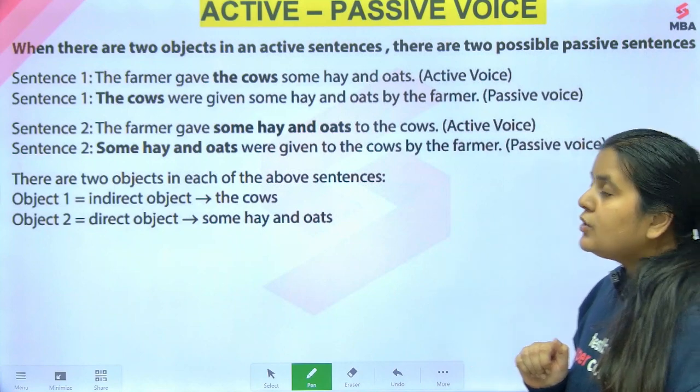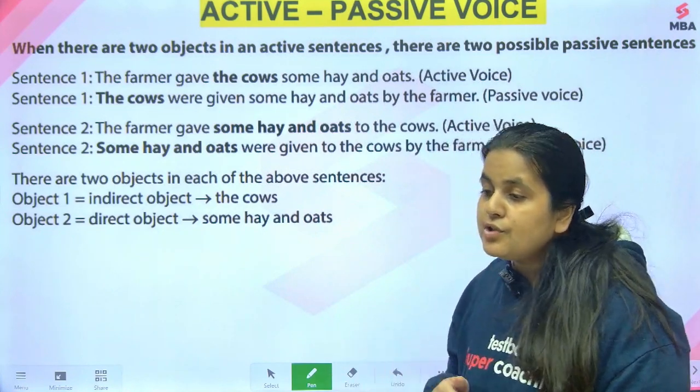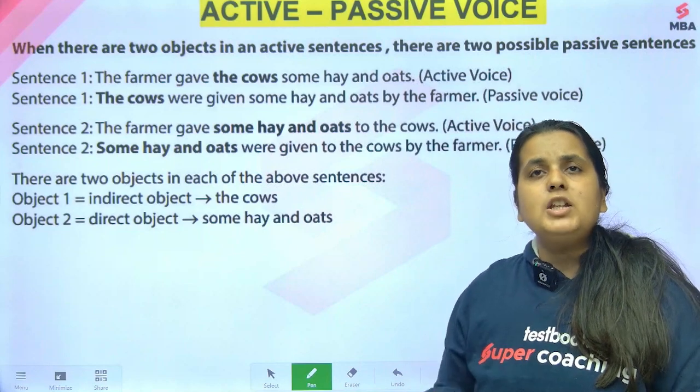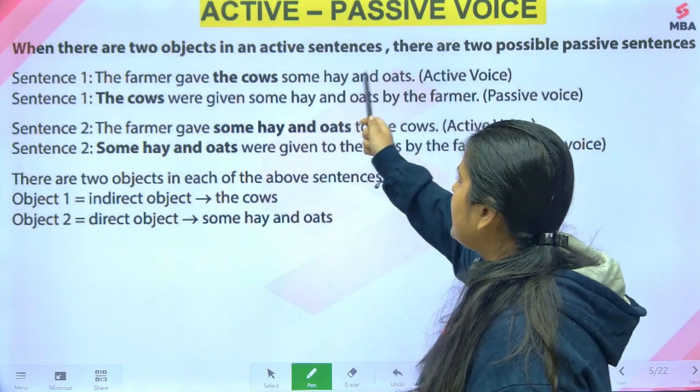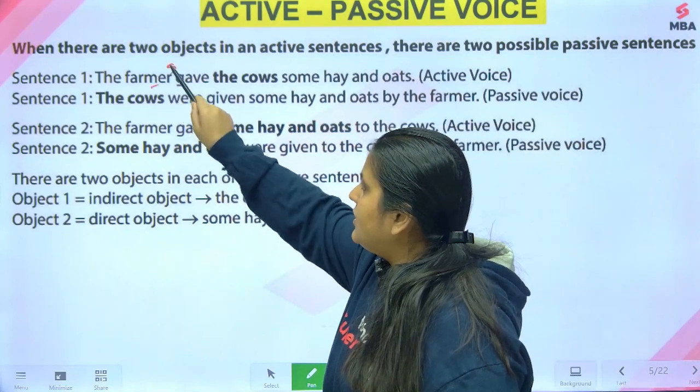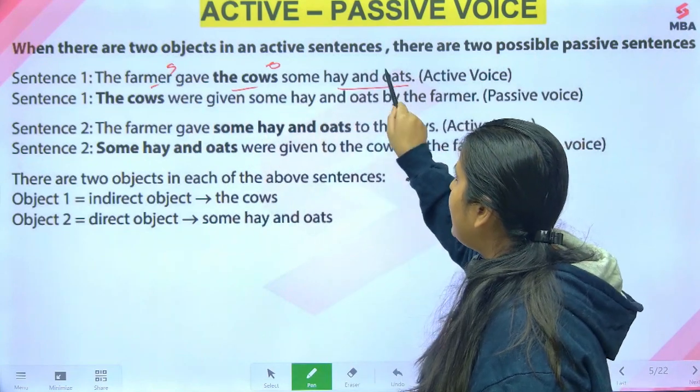Okay, now if there are two objects in a sentence, आपका confusion हो सकता है कि which object to put first. You can put any object first, so there will be two possibilities. For example, the farmer gave the cow some hay and oats. So farmer is the subject here, cow is an object, hay and oats is an object.